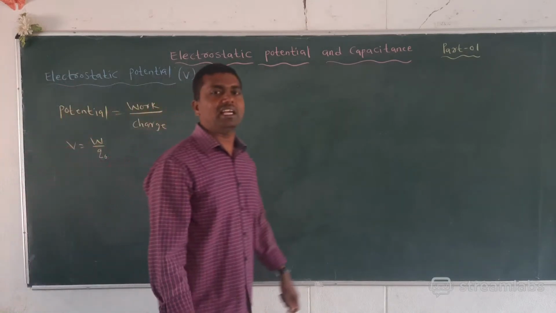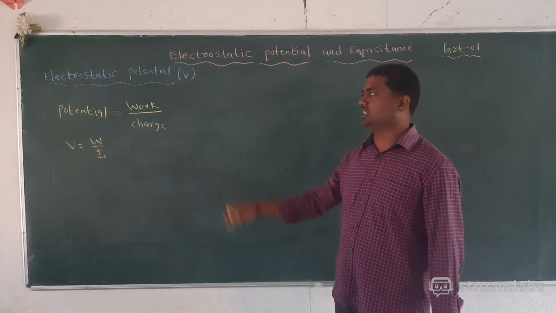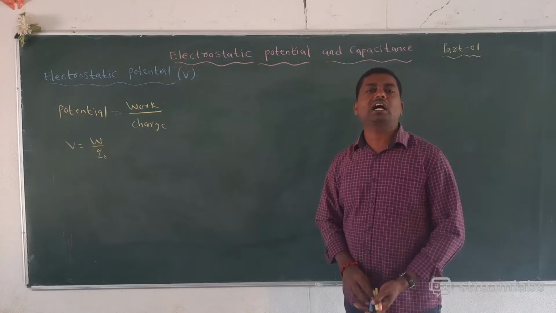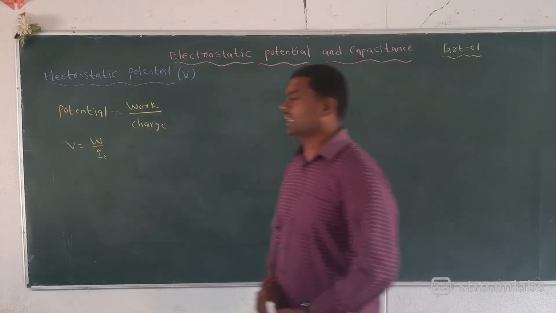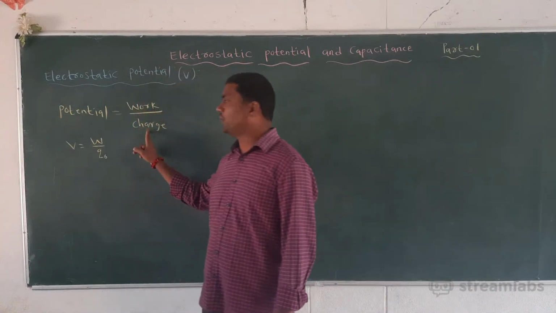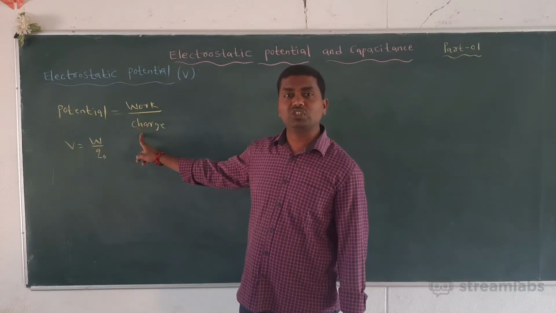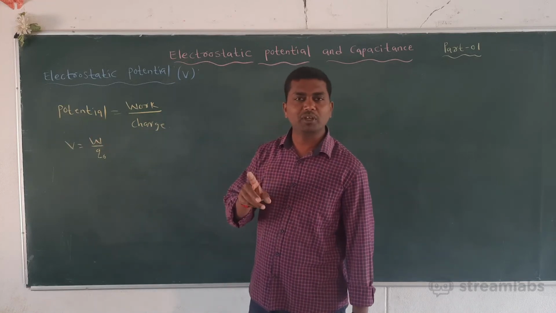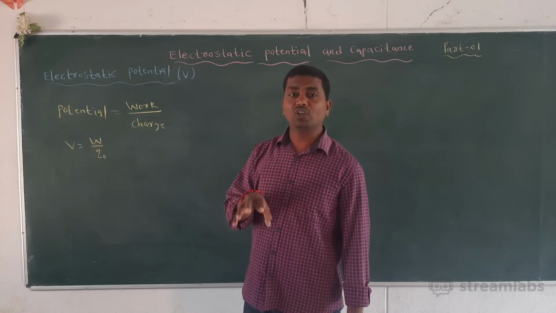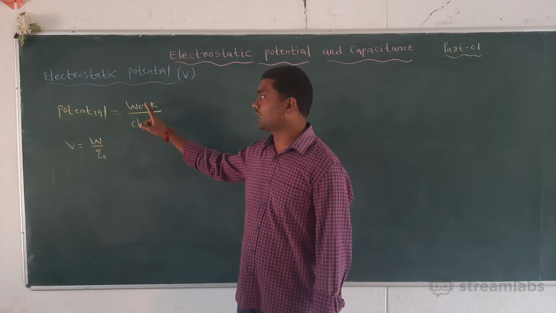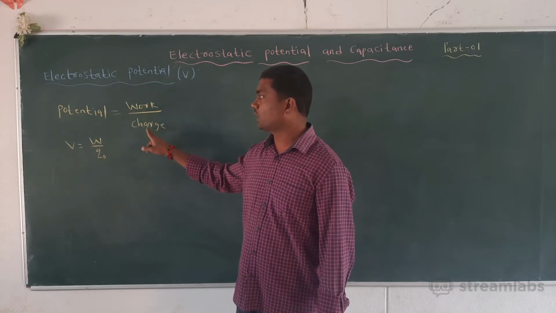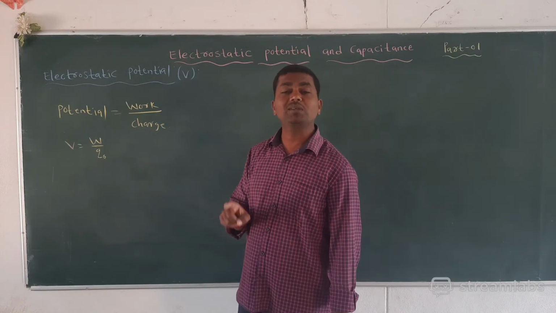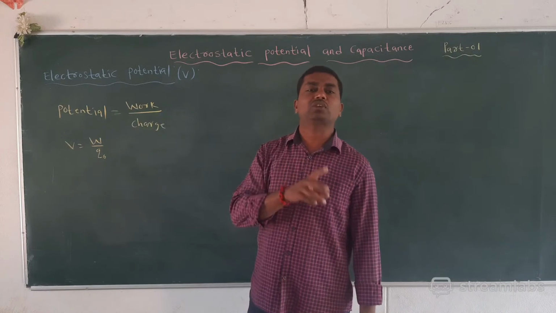How we can define electrostatic potential? It is very important for the definition. The ratio between the work and the electric charge is called electrostatic potential. Or work done per unit positive charge, work done per unit test charge, is called electrostatic potential. The ratio between the work done by the applied force, the work, to the electric charge is called electrostatic potential.